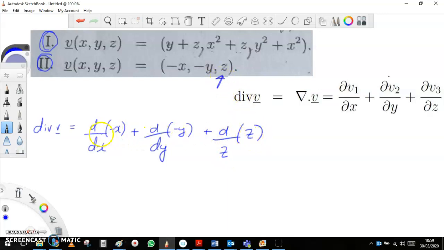So d dx, the first derivative of minus x comes to minus 1. The first derivative of minus y with respect to y also comes to minus 1. The first derivative of z with respect to z comes to plus 1. So we end up with minus 2 plus 1, and that gives us an answer for the div: minus 2 plus 1 comes to minus 1. That's the two divs worked out.